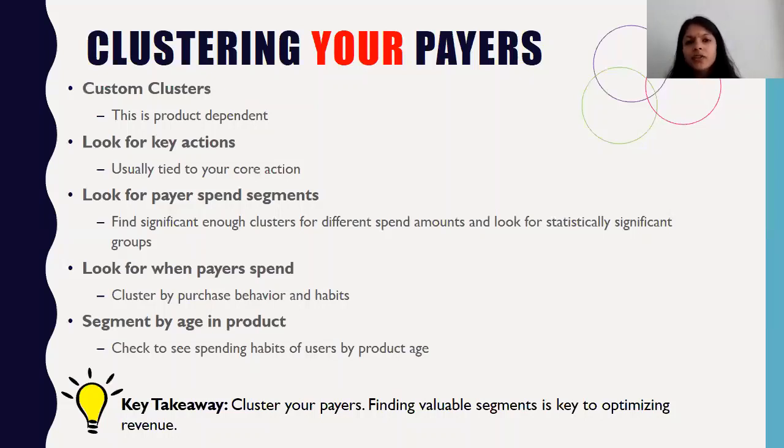And one other common way you can cluster your payers is by age in product. You can check the spending habits of your users by product age. Has someone been using your product for 30 days? And is their paying behavior different than someone who's been using it for 60 days?